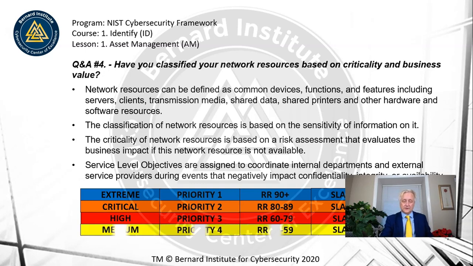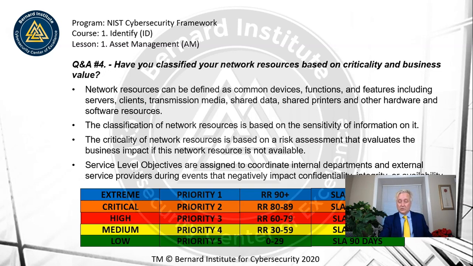This is a 5-scale system, and the 4th scale is medium, priority 4, and it's a risk rating of 30 to 59, so there's not much impact here. So we're willing to give whoever it is 30 days to resolve it. And finally, low is priority 5, and it's a risk rating of 0 to 29, and they have 90 days.